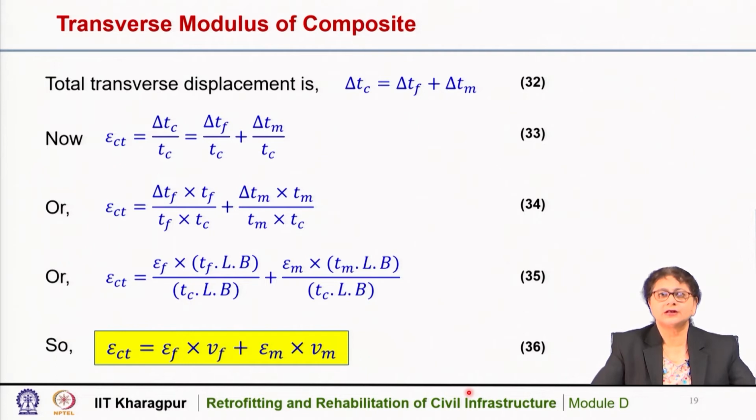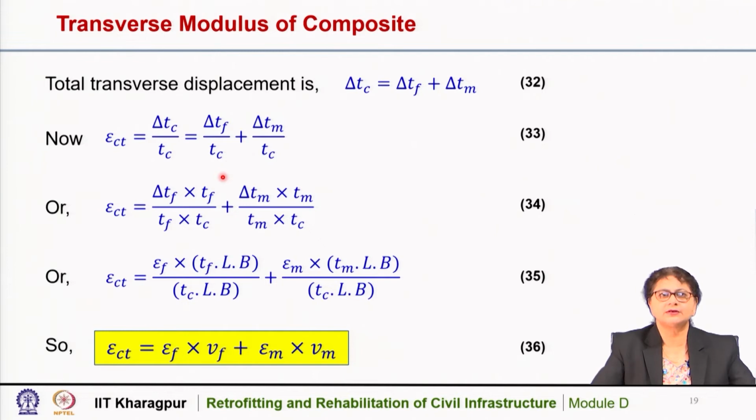Now, the total transverse displacement is written as delta Tc is equal to delta Tf plus delta Tm, as we have written earlier. Now, the strain can be written as epsilon Ct, the strain in the composite in the transverse direction, that is equal to delta Tc by Tc. So, this is the strain in the composite in the transverse direction. So, delta Tc can be written as delta Tf plus delta Tm.